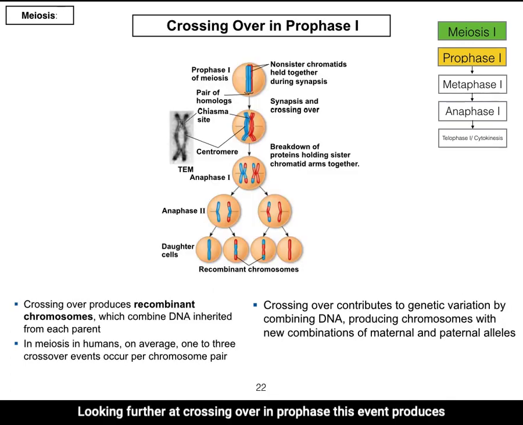Looking further at crossing over in prophase, this event produces recombinant chromosomes. This means a given chromosome that originated from one of the parents contains chromosomal information from both parents. In humans, approximately 1 to 3 crossing over events occur per chromosome. Crossing over contributes to the genetic variation seen in the human population, ensuring that the offspring are not simply clones of one parent or the other.